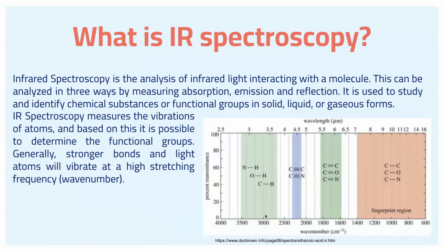Moving forward, what does IR mean? Infrared spectroscopy is the analysis of infrared light interacting with a molecule. This can be analyzed in 3 ways: by measuring absorption, emission, and reflection. It is also used to study and identify chemical substances or functional groups in a solid, liquid, or gas form. IR spectroscopy measures the vibration of atoms, and as we know, naturally the bonds stretch and compress with a certain vibration frequency. These are typically measured in wave numbers, which are expressed in inverse centimeters.